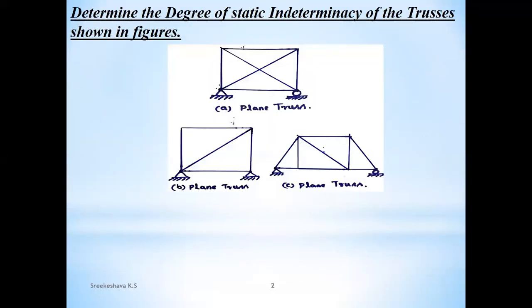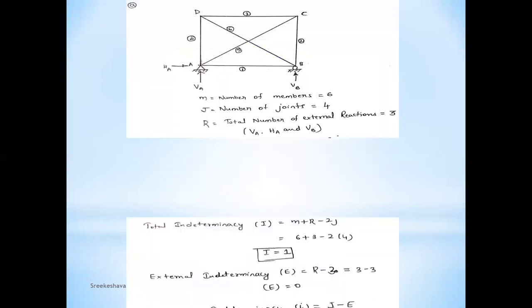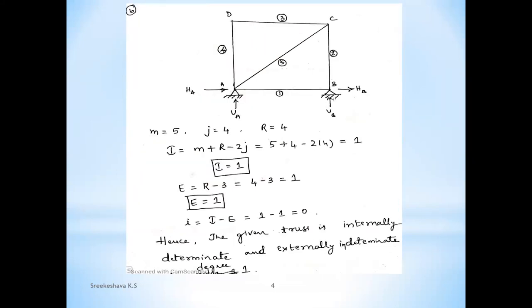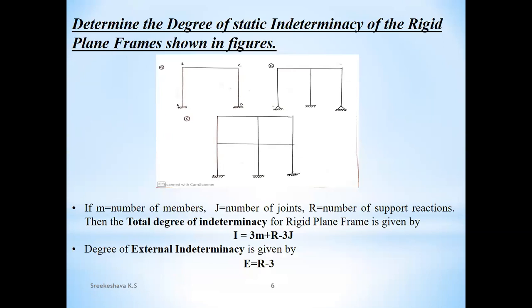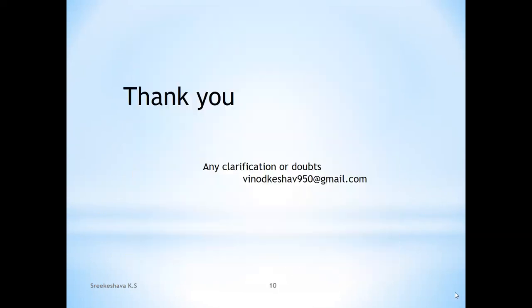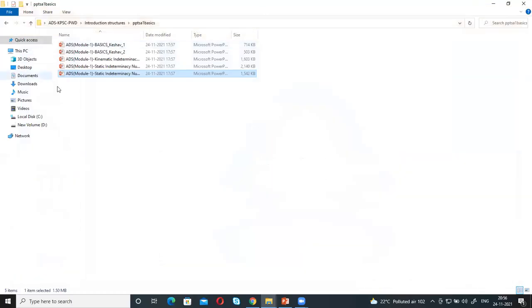This is truss. I have already given the equation, direct substitution: I equals m plus r minus 2j. Direct equation, all are direct equations. This is for multi-frames. For this kind of frames, 3m plus r minus 3j. That's all, I just briefed the things. Even though it's not in your syllabus, it's a part of your basic things. That's why I have taken a few minutes to explain.